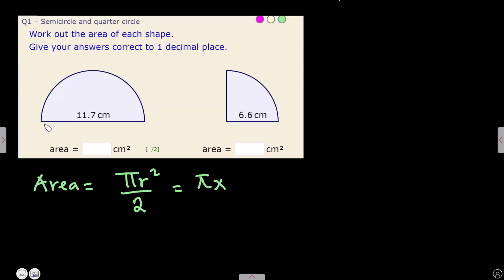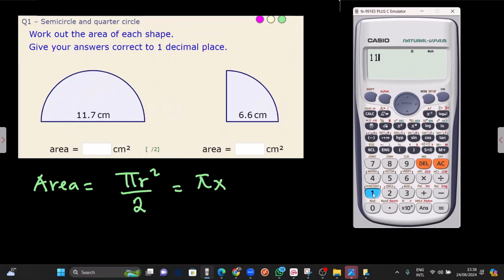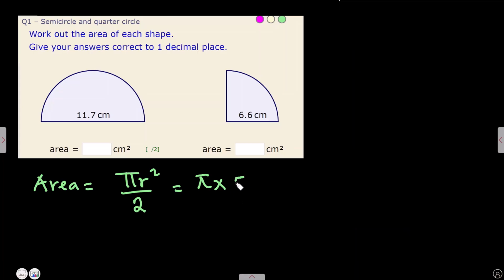Pi is there, and the radius. Now if you look at the diameter, you find that's 11.7, and so if you want to work out the radius, you will divide this diameter, halve it by 2, so we do 11.7 divided by 2, that will be 5.85. So we multiply this by 5.85 squared, and of course you halve it.